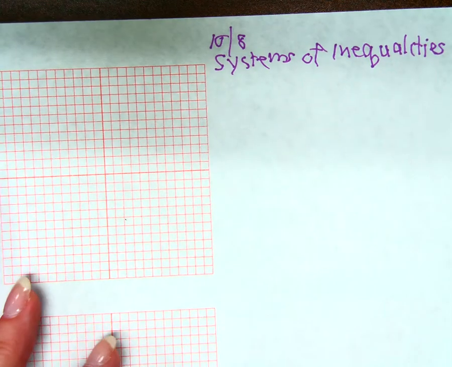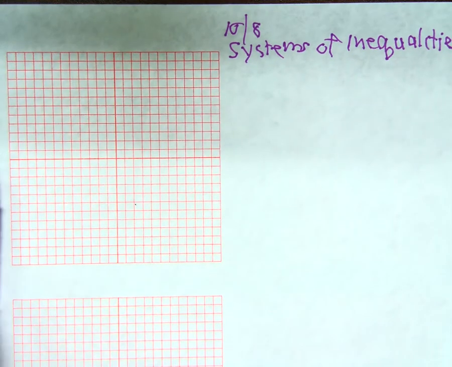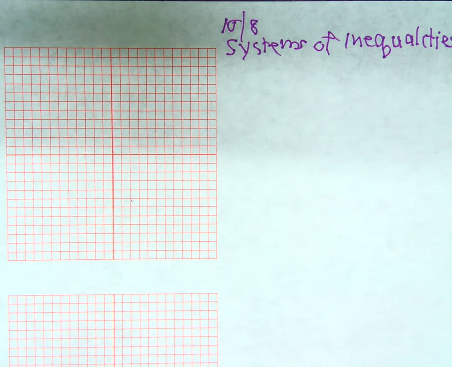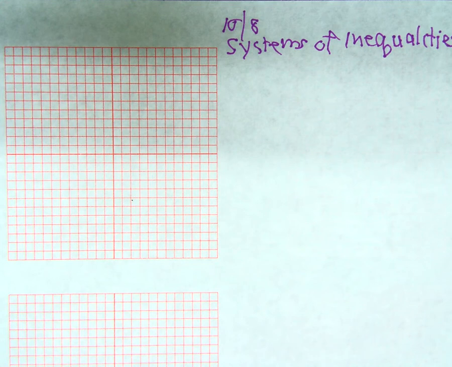What's a system of equations? Several equations that... I'm asking about a system of equations. They're working together, and we're looking for the point of intersection, right?